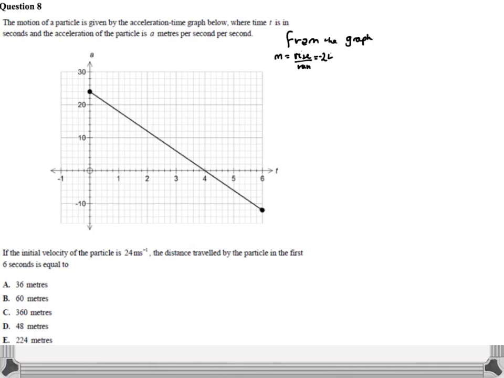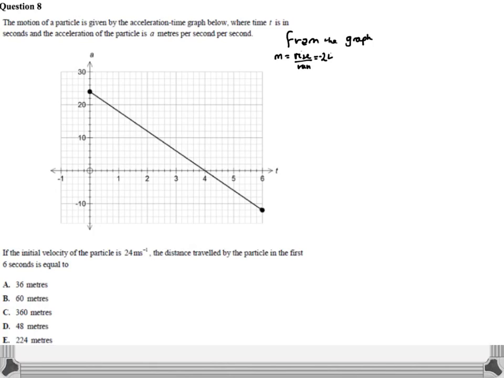Alright, let's move straight into it. Question 8. The motion of a particle is given by this acceleration time graph below, where time t is in seconds and the acceleration of the particle is in meters per second squared. Okay, so here's a motion graph. Now, normally we're used to working with a velocity time graph. This is an acceleration time graph.